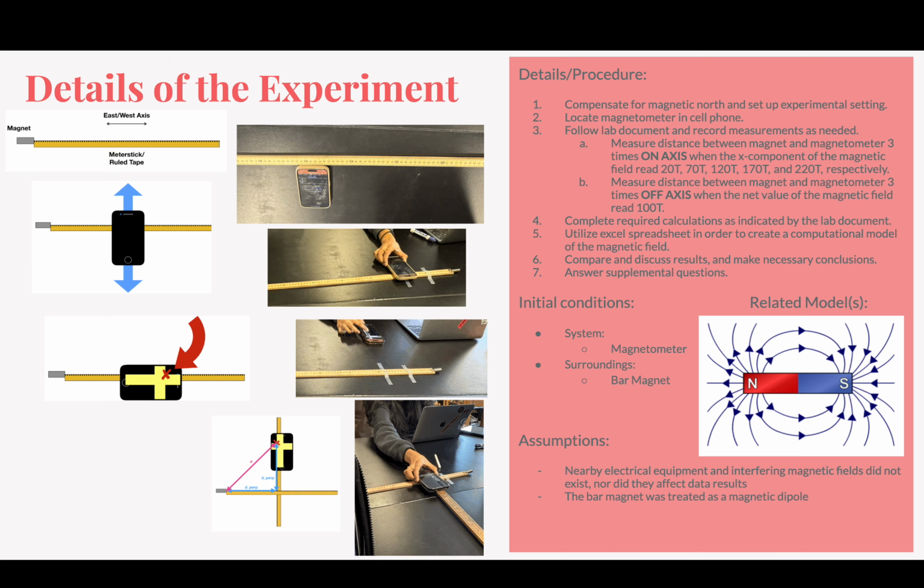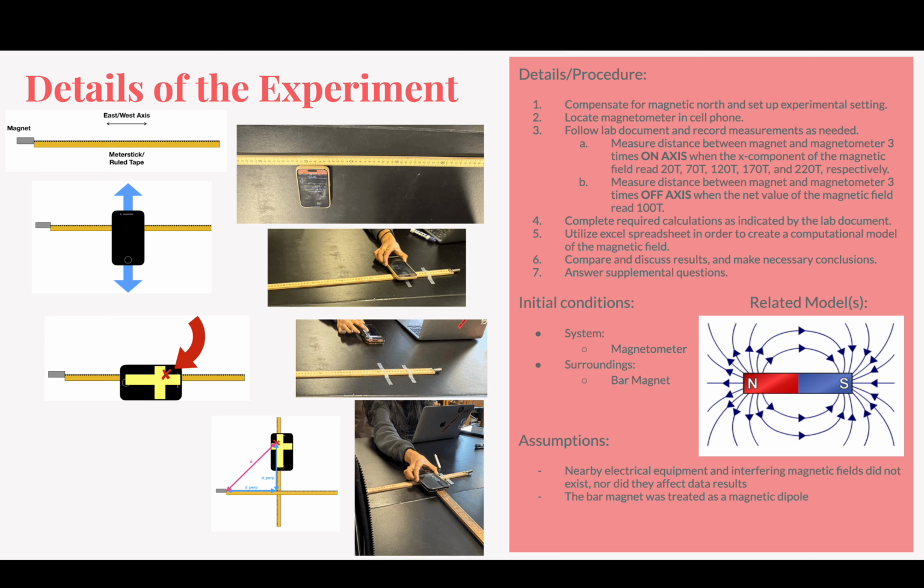Once both of these key setup steps were completed, I then had to follow a lab document and record measurements as needed. These measurements were the distance between the magnet and magnetometer on axis when the x component of the magnetic field read 20 µT, 70 µT, 120 µT, 170 µT, and 220 µT respectively. I then had to do another 3 measurements, but this time off-axis, when the net value of the magnetic field read 100 µT.